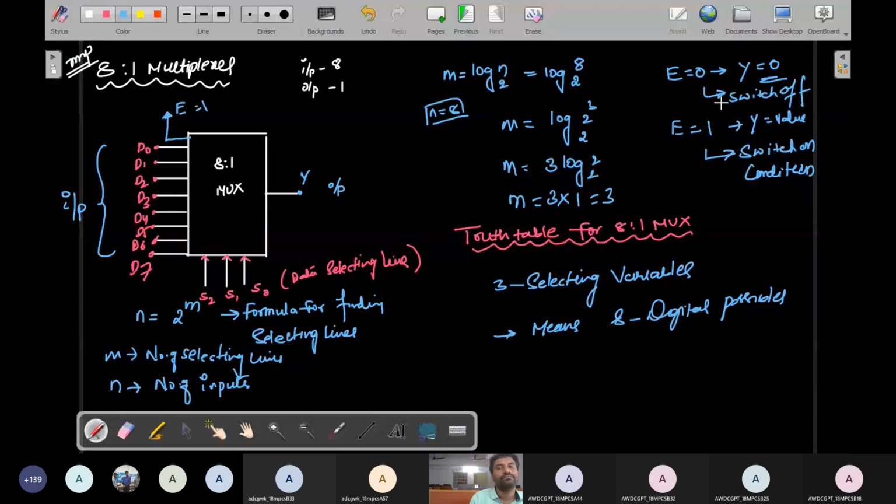If enable is 0, it is a switch off condition. Therefore, whatever selecting inputs you give, they don't care about those selecting inputs. That's why the selecting input lines are not used for enable in the switch off condition, and so Y is equal to 0. So come to the next page, where I'll draw the truth table. In our textbook, an enable column is also given, but there is no use of enable. Right now enable is always high, so I can consider only the selecting inputs and output.